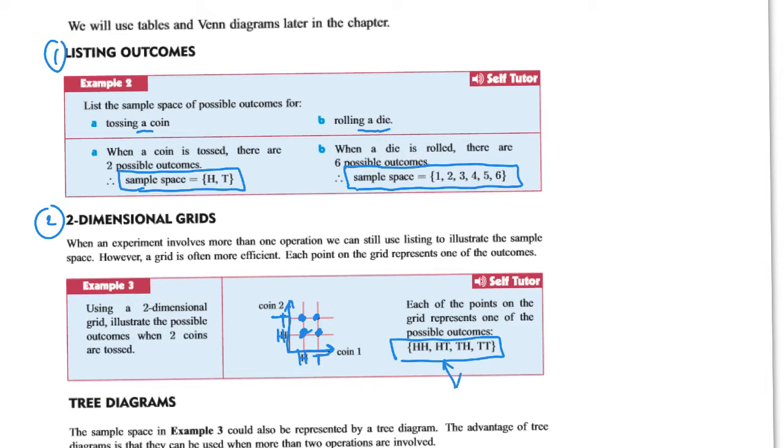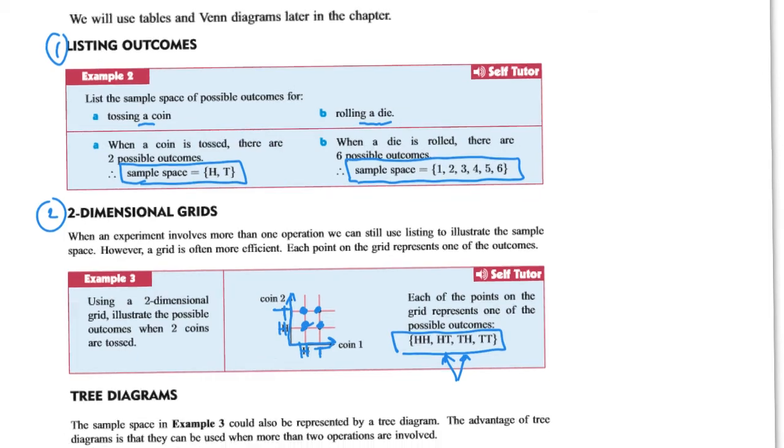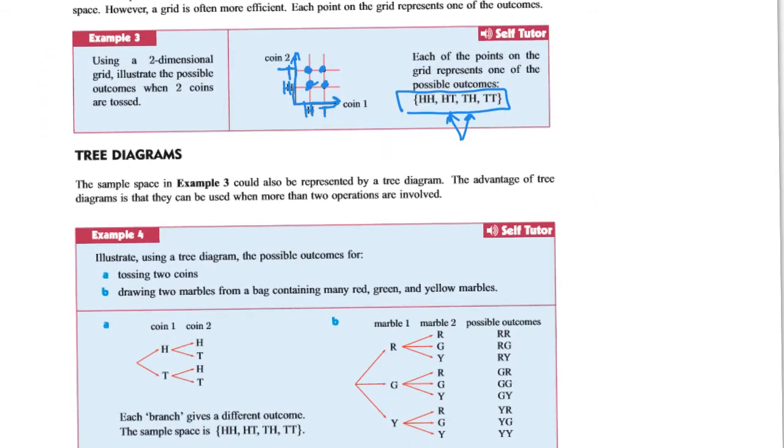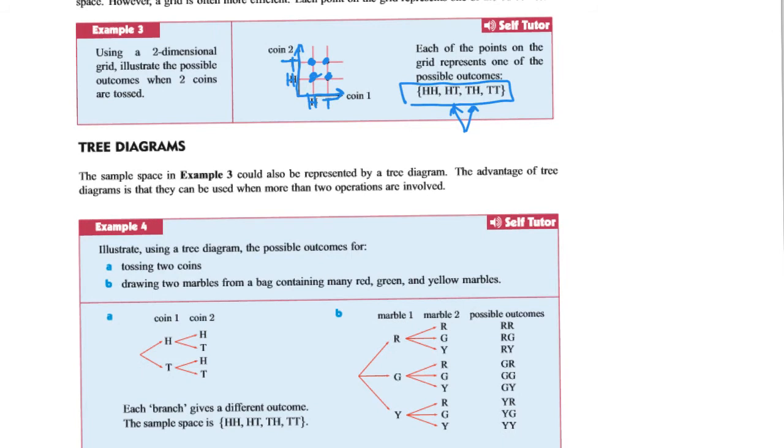Notice that HT, TH, I realize that they are both outcomes where there's one head and one tail, but they are considered different outcomes. So heads on the first coin, tails on the second is different from tails on the first and heads on the second. So knowing those 4 possible outcomes in the sample space for flipping 2 coins, once we get into some probability rules, it will be important to know that there are those 4 outcomes.